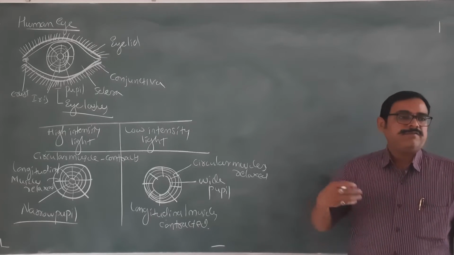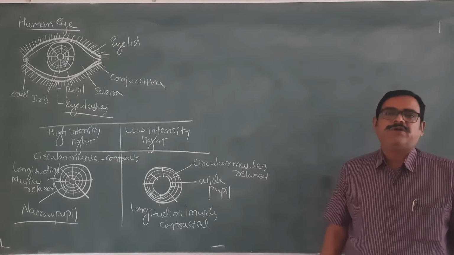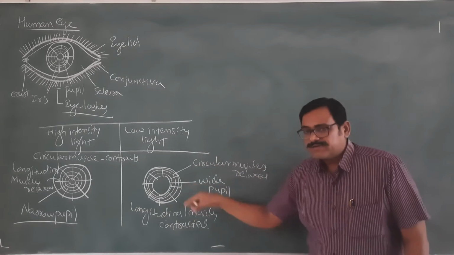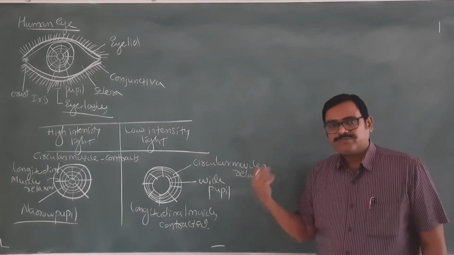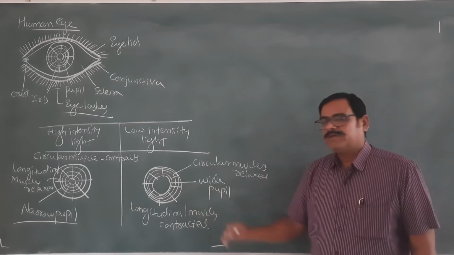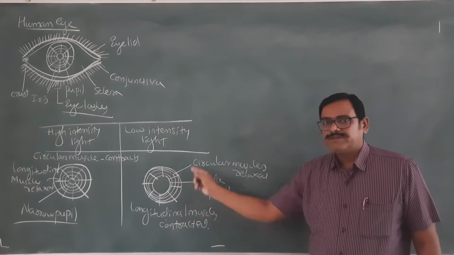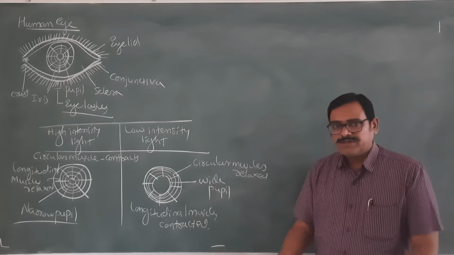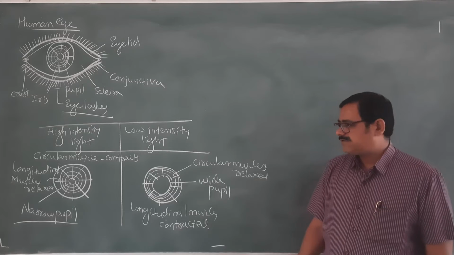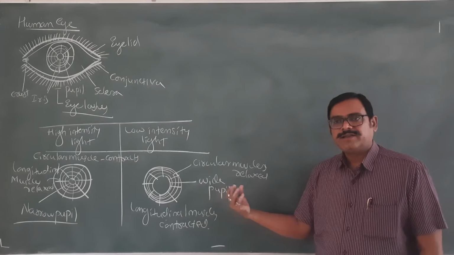And then suddenly from the bright light you go inside a dark room. So what will happen? When you enter the dark room, your eye needs to allow more light inside. So how is the widening of the pupil resulted? By the relaxation of the circular muscles, which are pulled to the periphery by contraction of the longitudinal muscles. So with the widening of the pupil, more light is accommodated inside the eye.